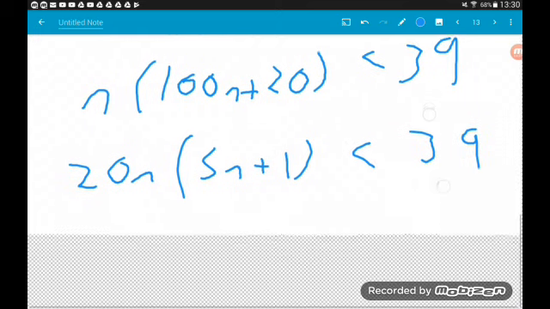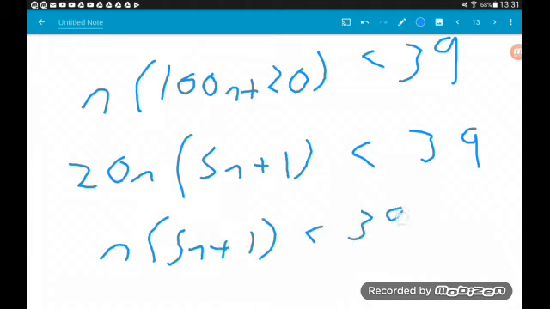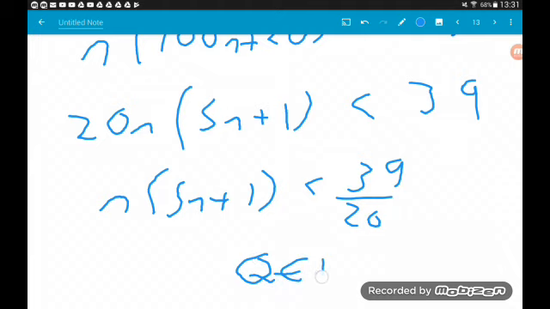And then finally, we can divide through by 20. So we get n lots of 5n plus 1 is less than 39 over 20, as we wanted to show. So we can work a cheeky little QED there at the end. We've shown what we wanted to show. Job's a good one.